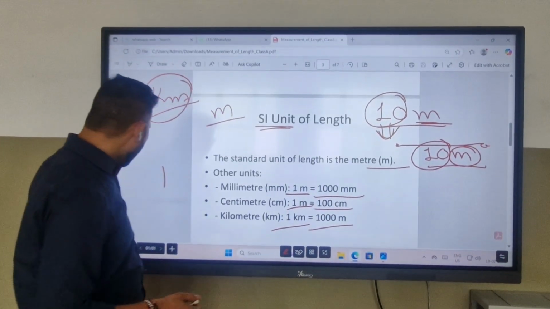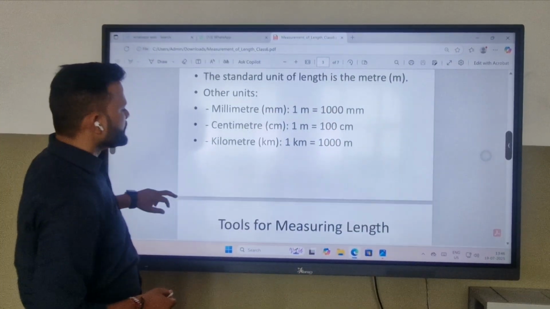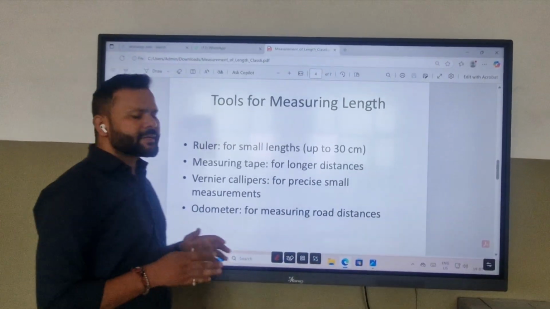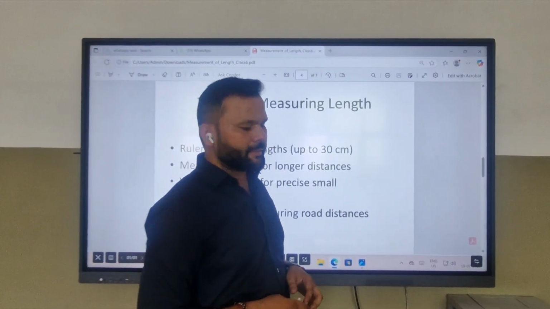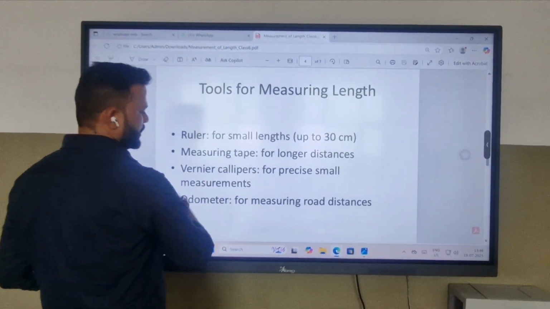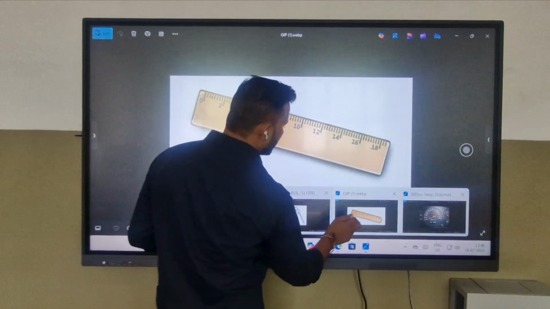Okay, everyone. Now moving on to the next thing. Tools of measurement. There are certain tools by which we can measure the length. Okay, let me show you one by one what can be the tools. First one we have discussed is the ruler. Let us discuss these points one by one.